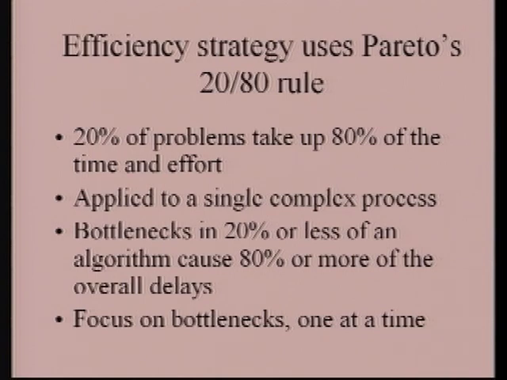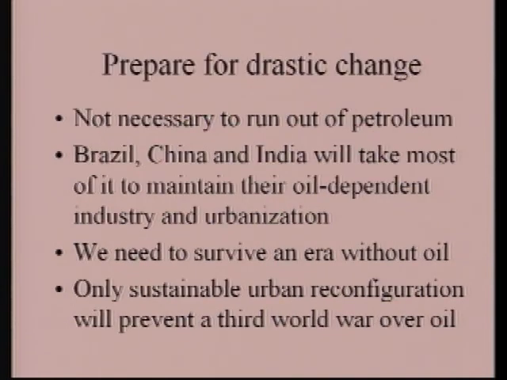And let's apply this to a single complex process. The bottlenecks in 20% or less of an algorithm cause 80% or more of the overall delays. Thus, we need to focus on the bottlenecks one at a time. In our urban regeneration, we find the most serious bottleneck, we focus on that, we fix it, then we find the next most serious one, we focus on that, we fix it one at a time.